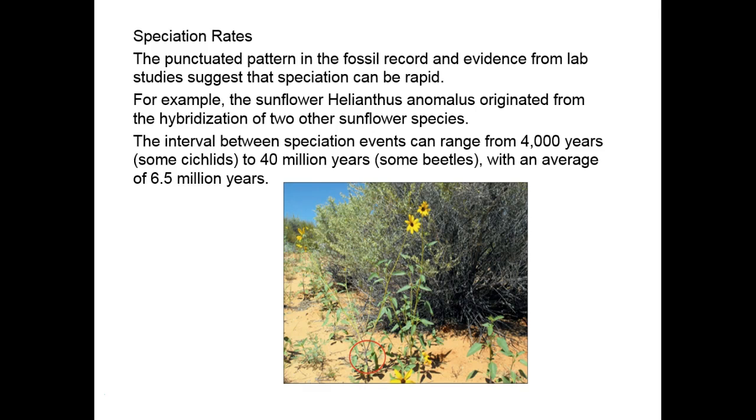Generally, the intervals between some speciation events can range from about 4,000 years. Yes, we're still talking about a long period of time. 4,000 years to 40 million years for some beetles. And so the average in terms of speciation is about 6.5 million years. So it is over an incredible amount of time that we see this happening.